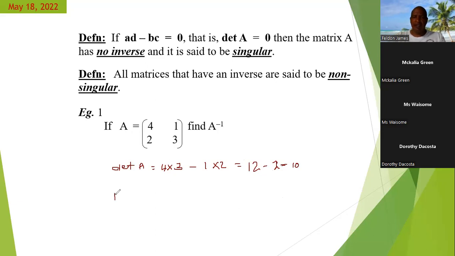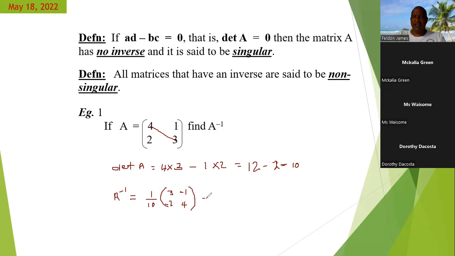Now to find the inverse, the inverse of A would be equal to 1 over the determinant. So you would have 1 over 10 times the adjoint matrix of A. And by now we should be able to find adj A. So we interchange the 3 and the 4. So we have 3 in the upper left, and then we have 4 in the lower right. And then we change the sign of 2 and change the sign of 1. So we get -2 and -1.